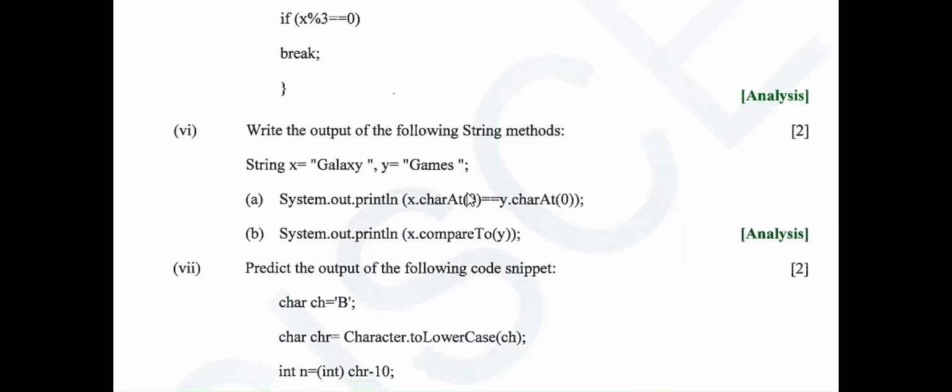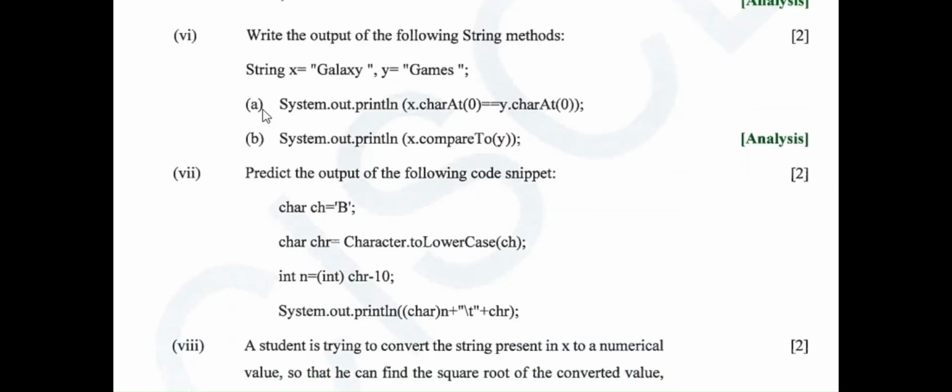Next question. String x equal to galaxy, y equal to games. x.charAt(0) equal to y.charAt(0). x.compareTo(y). x.charAt(0) is capital G, y.charAt(0) is capital G. So this is your true. x.compareTo(y), it will compare character to character. First character of both is same, then G same, then A same, next L, M different.